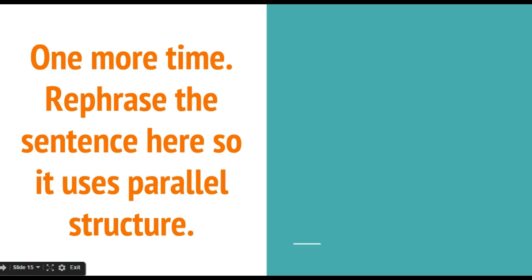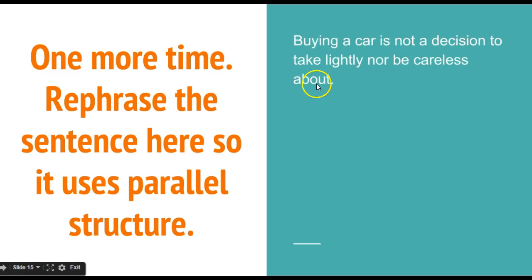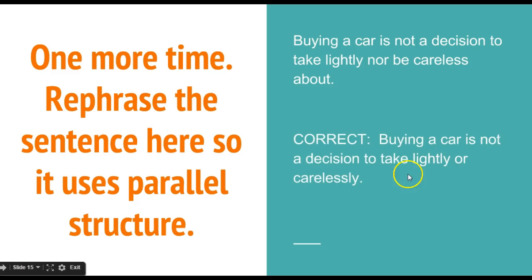One more time, try rephrasing the sentence here so that it uses parallel structure. Buying a car is not a decision to take lightly nor be careless about. How would you restructure this one? A correct answer would be, buying a car is not a decision to take lightly or carelessly. And you can see that in this sentence, in this list, there are two adverbs being used.